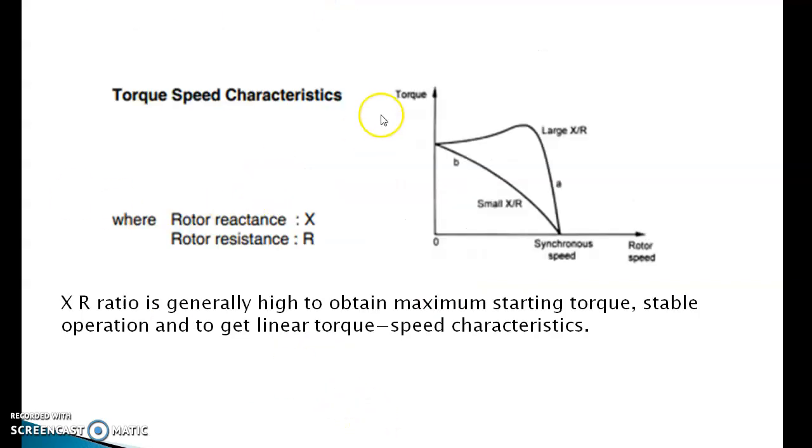Torque speed characteristics. This is the curve drawn between torque versus speed. The speed is represented on the x-axis and torque on the y-axis. This is the curve for small X by R, and this is the curve for large X by R. The points start from A and B, where rotor reactance is X and rotor resistance is R. The X/R ratio is generally kept high to obtain maximum starting torque, stable operation, and linear torque speed characteristics.